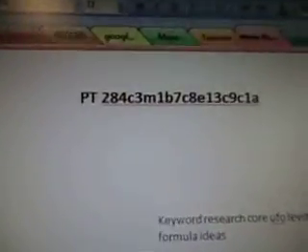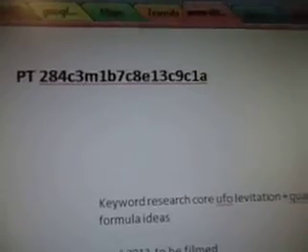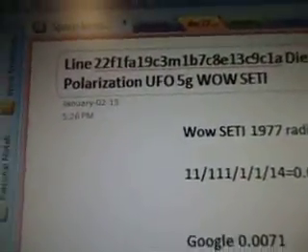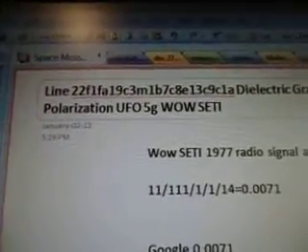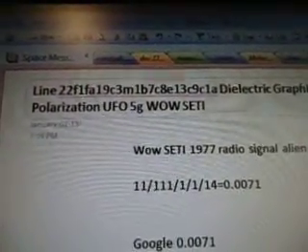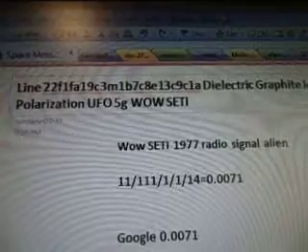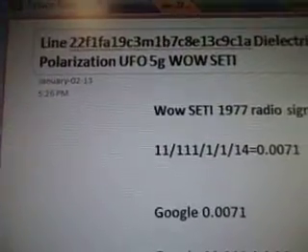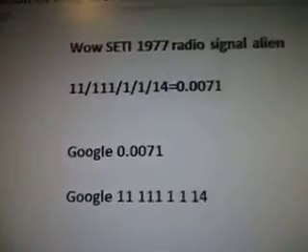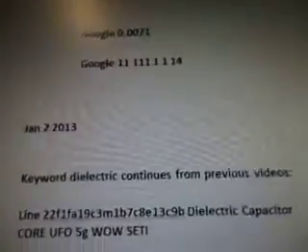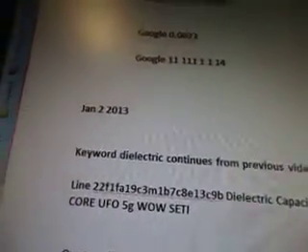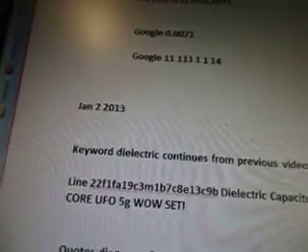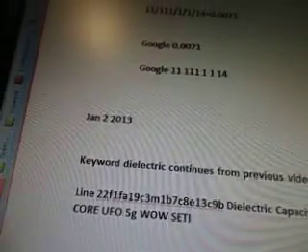Okay, so we got this video here, part 284C3M1b7C8E13c9c1a. So it's line 22f1fa19c3m1b7C8E13c9c1a. Dielectric, graphite, ionic, polarization, UFO 5G Wow Seti. There's the alien radio signal. This video is about the keyword research for the core and UFO levitation plus quadrupole magnetic force formula ideas.